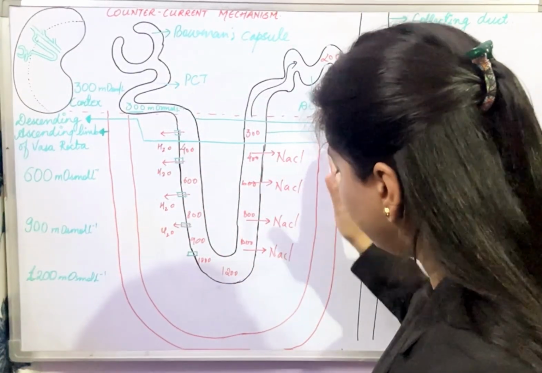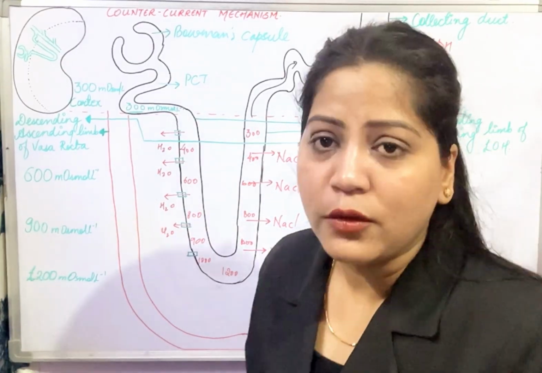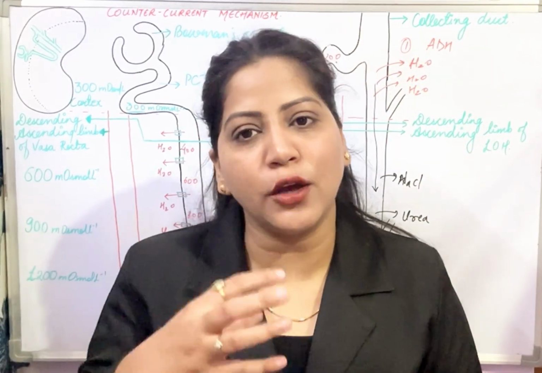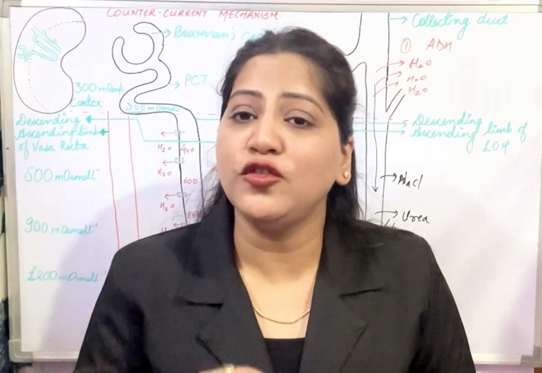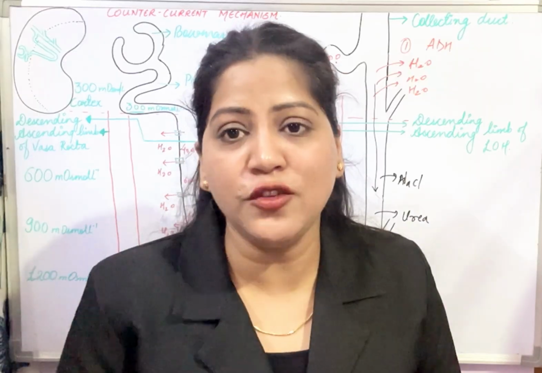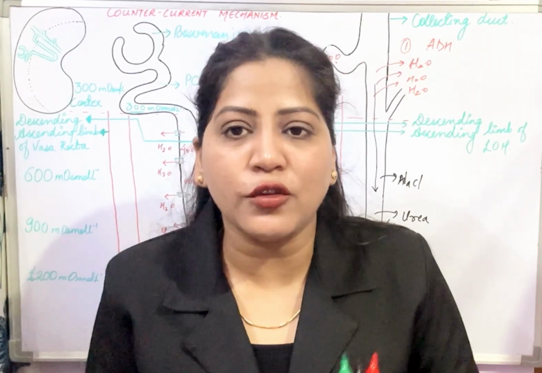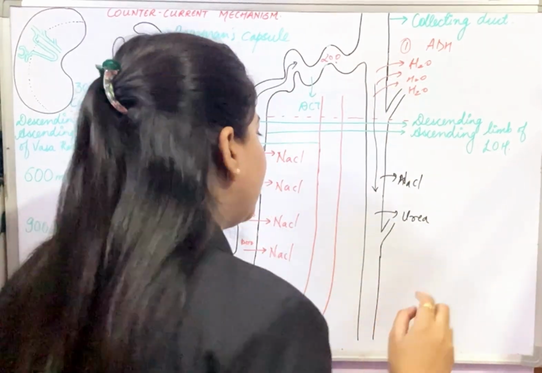Now you can see this red colored tubule around the loop of Henle. This tubule is nothing but the vasa recta. Now what is vasa recta? It is the huge capillary network around the loop of Henle, which actually acts as an exchanger, right? And helps in maintaining the concentration gradient in the interstitium fluid of the kidney, right? So let's see what is happening.